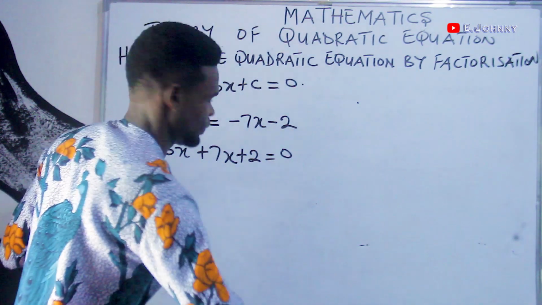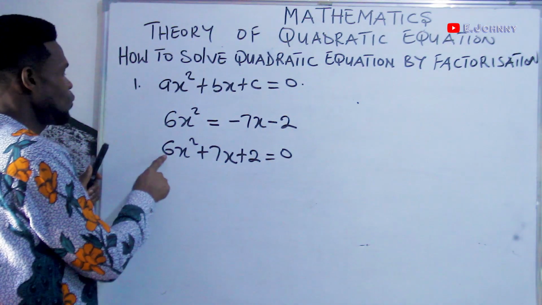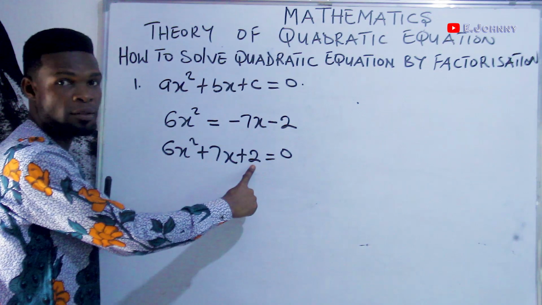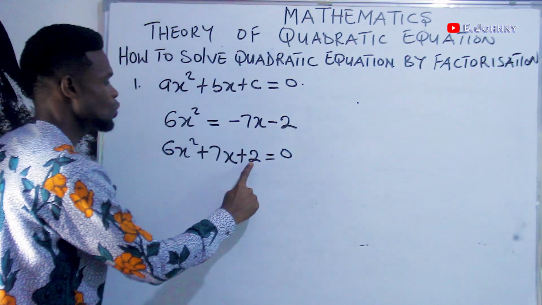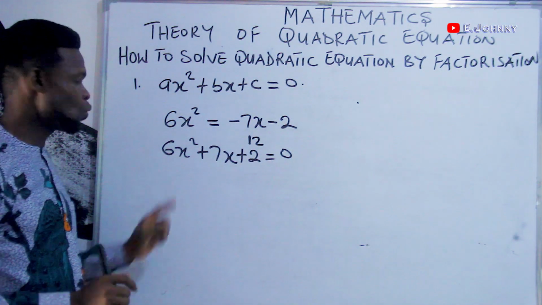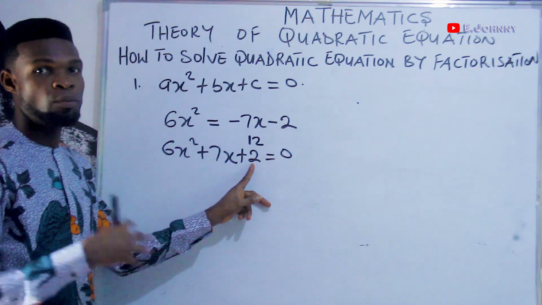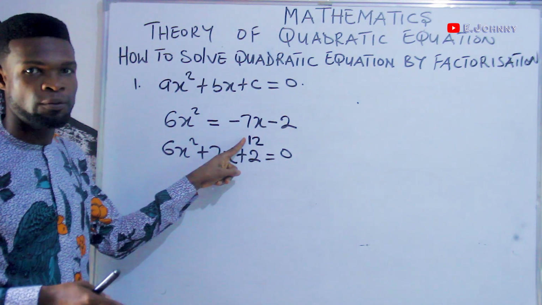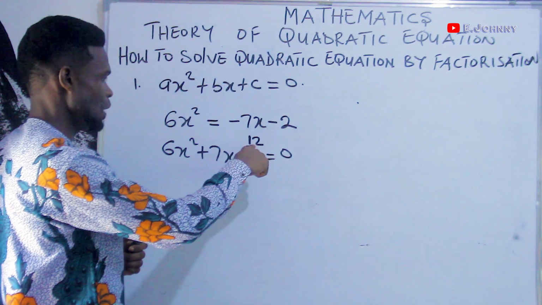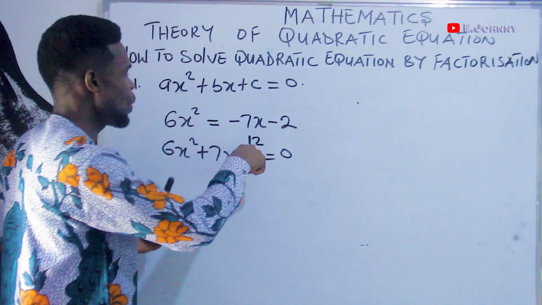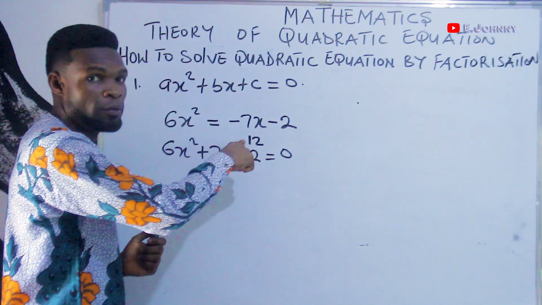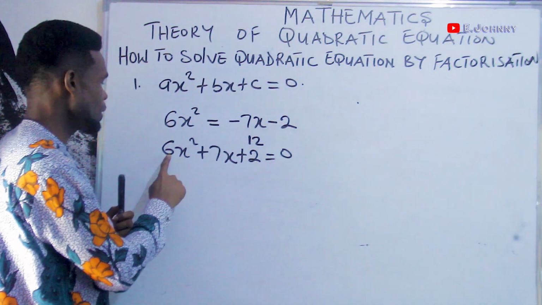And what do we do? First, always when there is a term here, use this number here, 6, to multiply the constant term. So you have 6 times 2, which is 12. So physically, you allow the 2 to be there, but in your mind, what is there is 12. Okay? Now remember what I did. You are going to break down 12 in such a way that when you multiply those two numbers, you get this number 12, and then when you add them, you get the number 6.